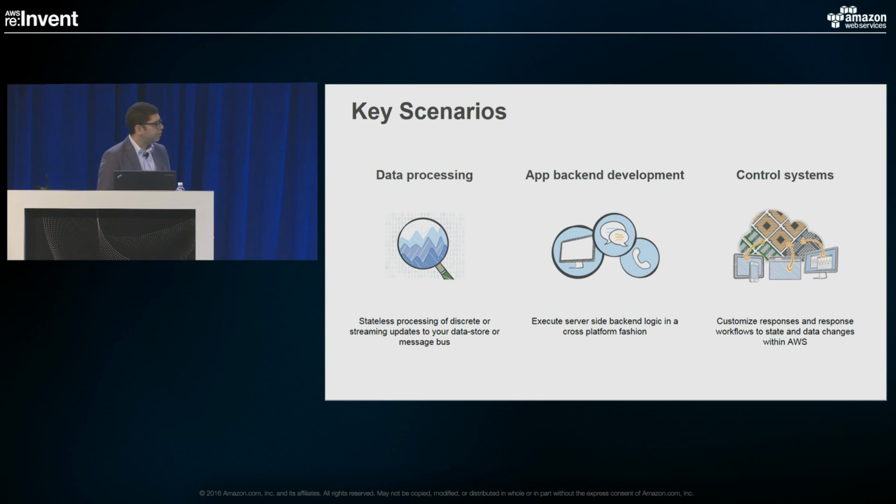The key scenarios for AWS Lambda are data processing, where you've got stateless processing of discrete data as it's coming in. You have back-end development systems, so being able to execute server-side back-end processes across the platform. And you also have control systems that react to data as the system changes, right? So what does that look like for bioinformatics?